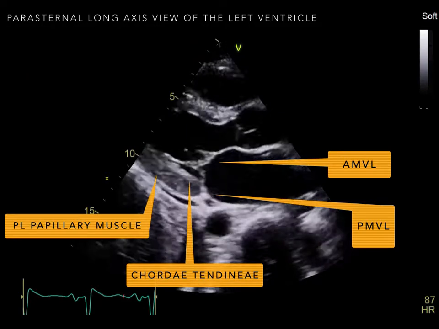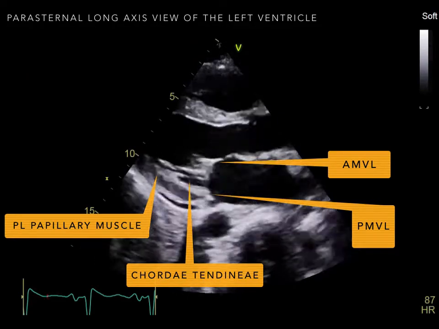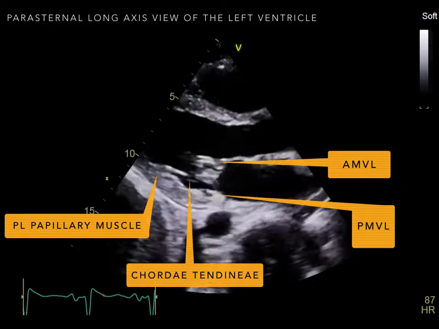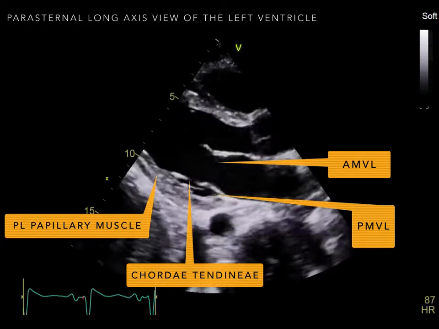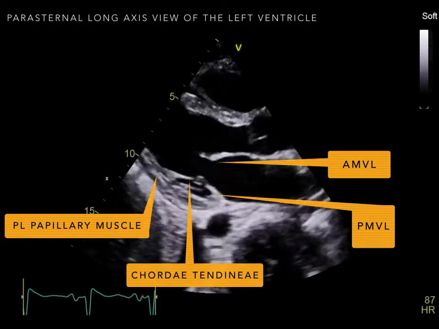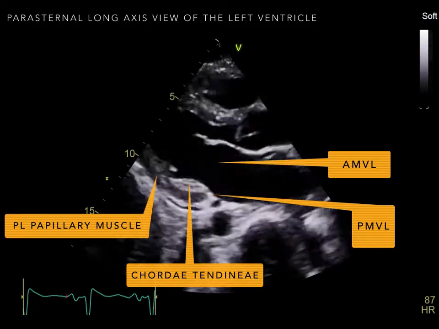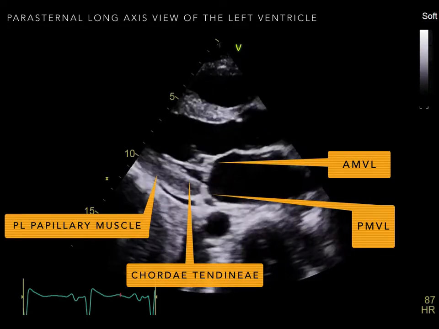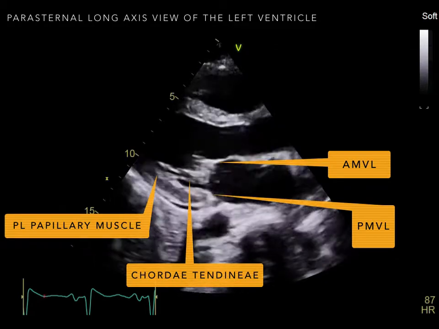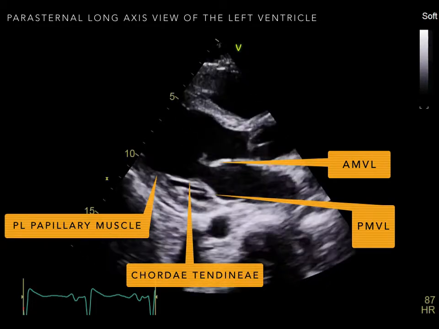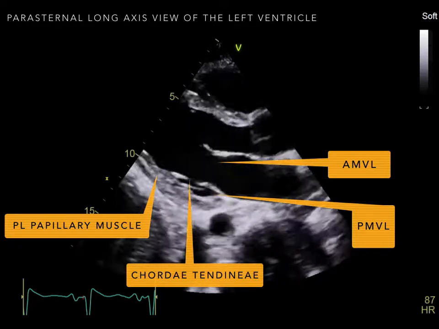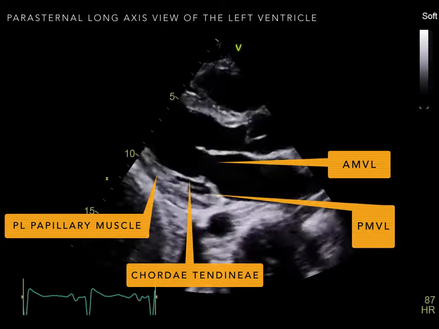The mitral valve leaflets with the subvalvular apparatus are well visualized in this view. The anterior mitral valve leaflet appears longer than the posterior mitral valve leaflet. The subvalvular apparatus of the posterior mitral valve leaflet is visible on this image with the posterolateral papillary muscle and chordae tendineae.